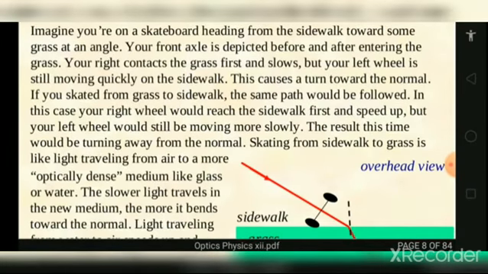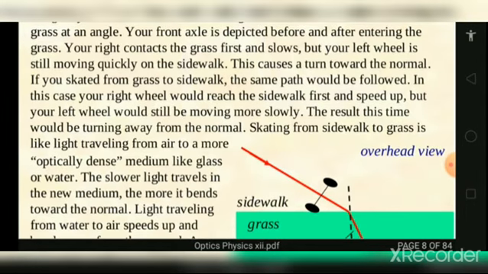Now just imagine you are on a skateboard heading from the sidewalk towards some grass at an angle. The axle is deflected before and after entering the grass. Your right wheel makes contact with the grass first and slows, but your left wheel is still moving quickly on the sidewalk. This causes a turn towards the normal.